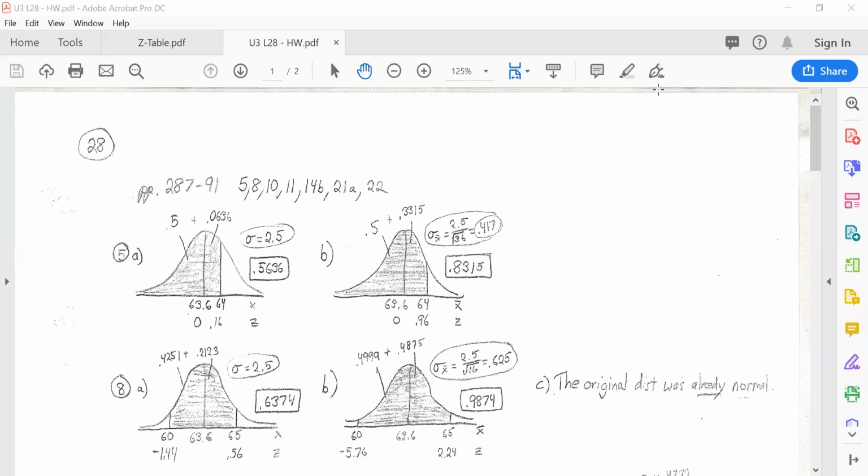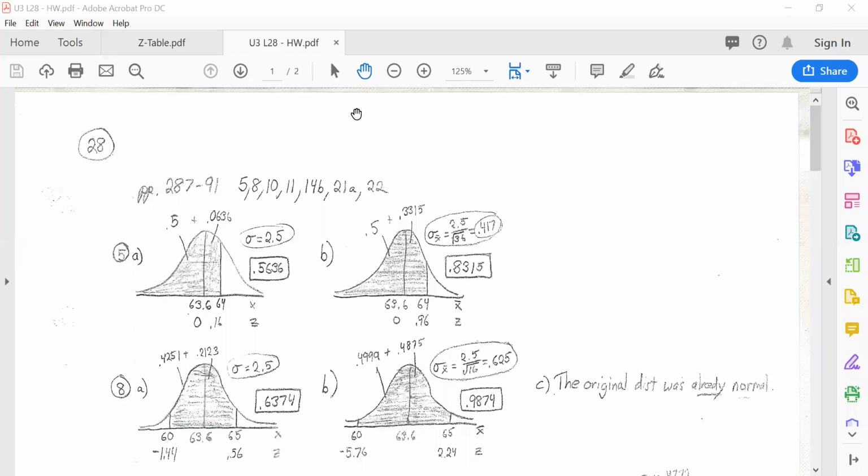Hey everyone, we're now going to use Zoom to test its capabilities. Here we go, homework on central limit theorem. Let's go to the book. Your first problem was page 287, number 5, and then number 8. So let's read number 5 and number 8.